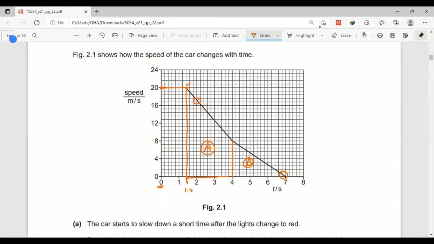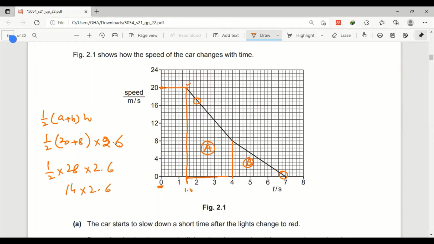So look, this first one, A: 1/2, sum of the parallel sides, multiplied by height, so 1/2. One side is 20, and the other parallel side is 8. And the height between these two is 4 minus 1.4. So this is 3.6. Sorry, 2.6. So we have to simplify this. So 1/2 multiplied by 28 multiplied by 2.6. So this is 14 times 2.6.